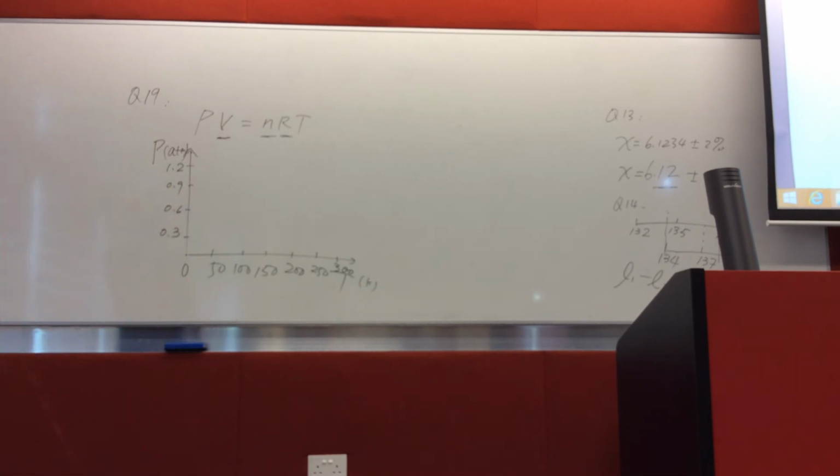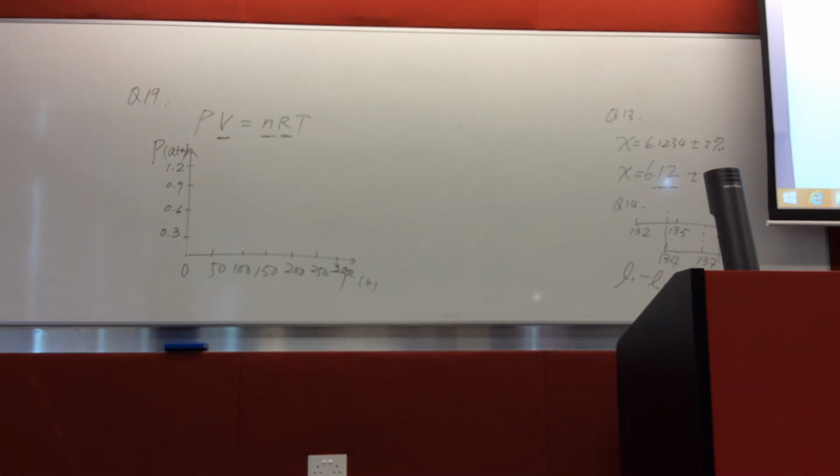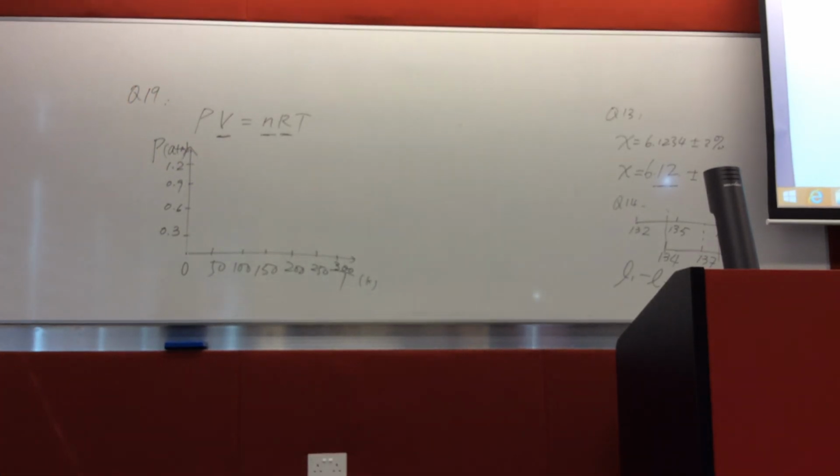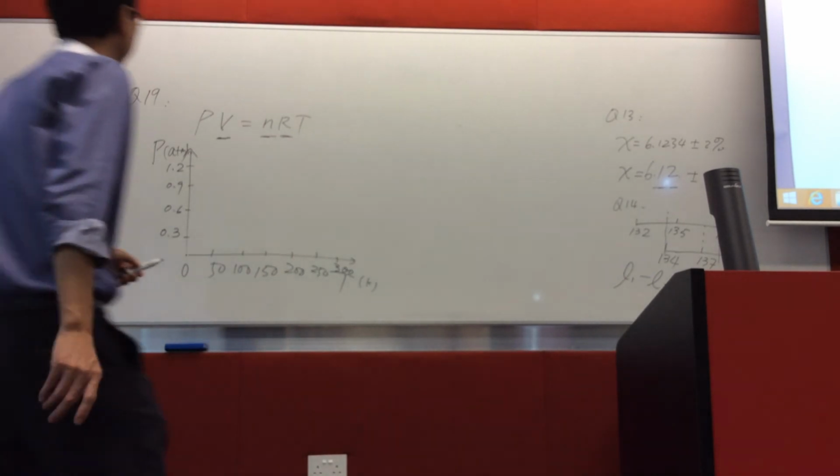So you can plot this in a graph paper to check whether this graph shows a linear relationship.